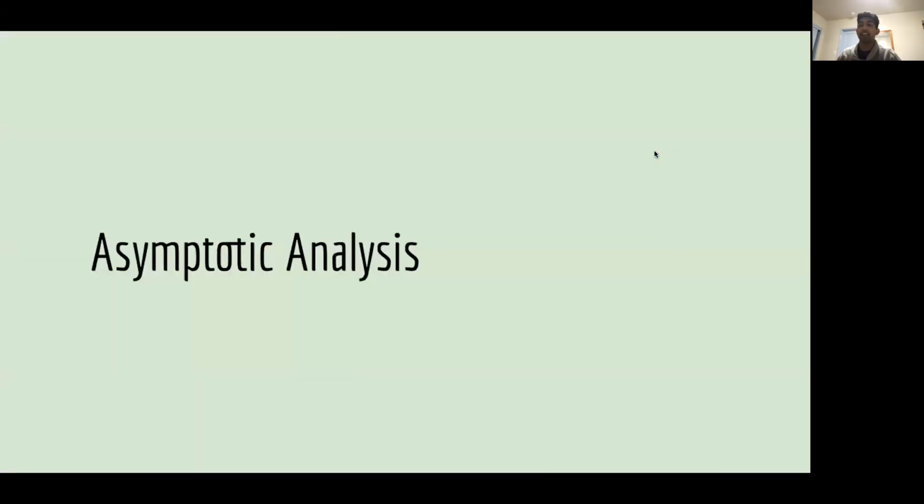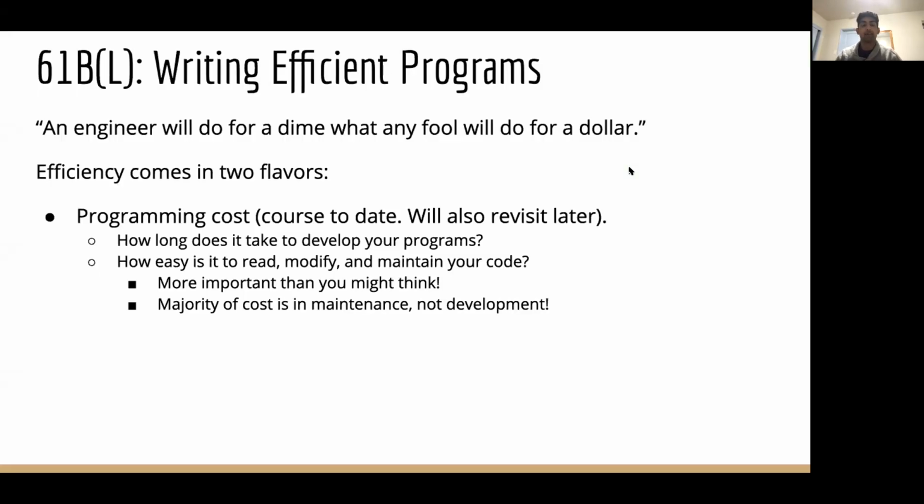Okay, so today we're going to be talking for the first half of lecture about asymptotic analysis, which is definitely one of my favorite topics in the course, so I hope you all are excited. So in 61BL so far, we really care about writing efficient programs. But so far, all we've really talked about is programming cost. What that means is how long does it take to develop our programs? How easy is it to read, modify, and maintain our code? Okay, but efficiency is a bit more than that. A cool saying is that an engineer will do for a dime what any fool will do for $1.